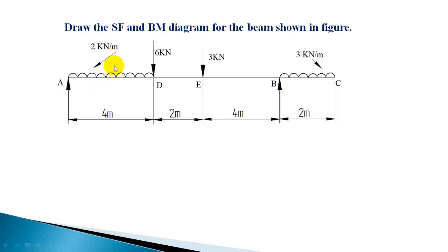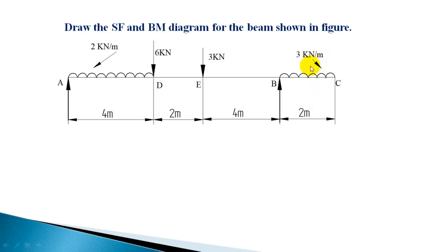So the resultant load will be 8 kilonewton, 2 into 4, 8 kilonewton. And here you have a point load of 6 kilonewton. Here again at the E you have a 3 kilonewton point load. And this portion BC is subjected to UDL of intensity 3 kilonewton per meter.